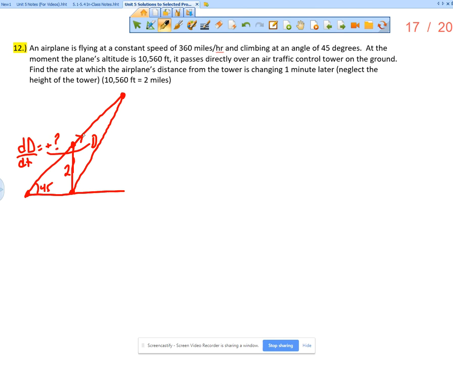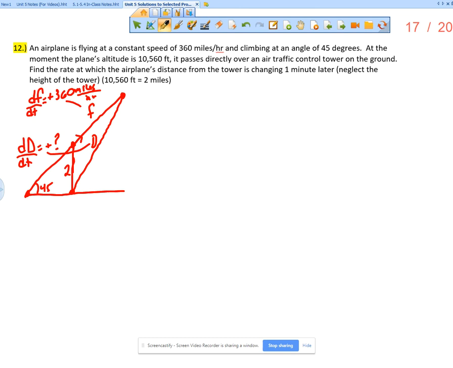All right, what else is changing? Well, the distance that the airplane has traveled, from when it passed over the tower until the 1 minute later moment, right? And so that is a distance. I'm just going to call that F for flown, distance flown or something. So that is changing, of course. So there is a dF/dt, and that is a positive value, but we are given that. We're told that it is flying at 360 miles per hour. So that's what we're given.